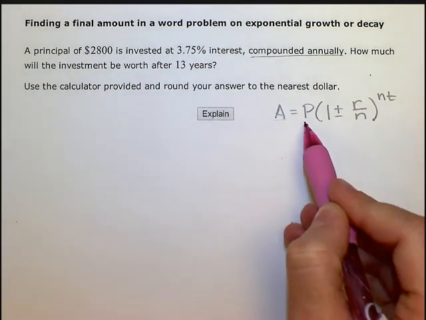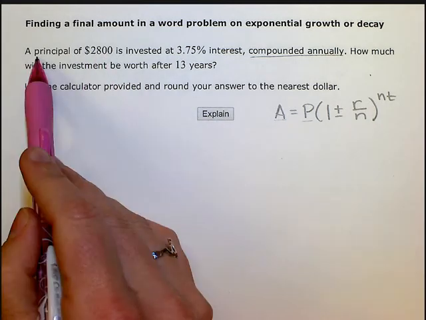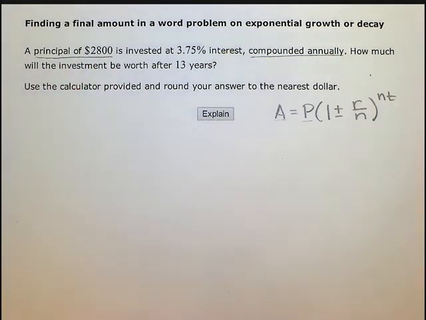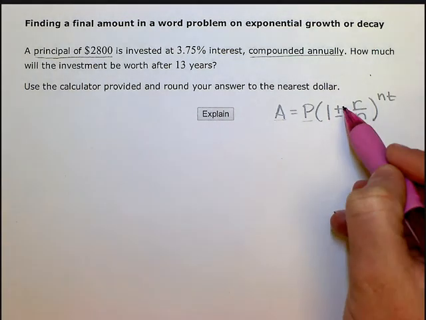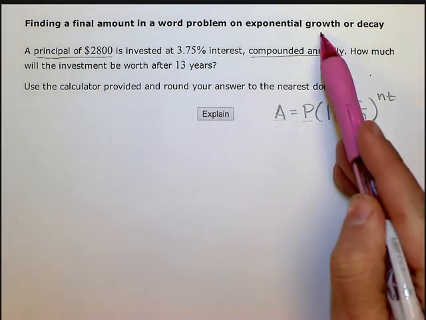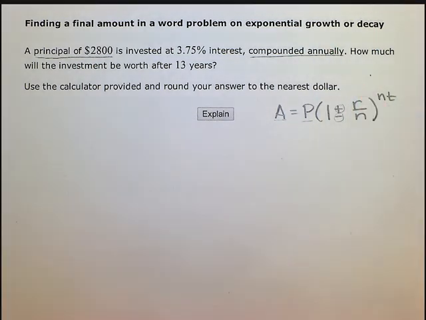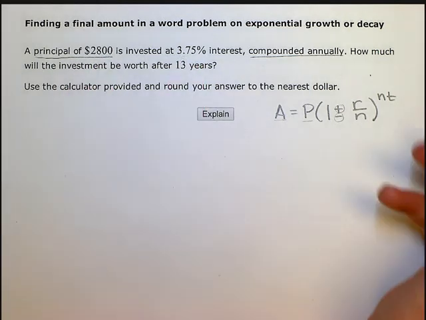The P is called the principal, which is the original amount with which we started, a principal of $2,800. The 1 is just a 1. Now we're going to add for increase and subtract for decrease. So add for growth or subtract for decay. Now this is an investment, so we're putting money in and getting more money out. So we're definitely going to be choosing the plus here because we're growing.